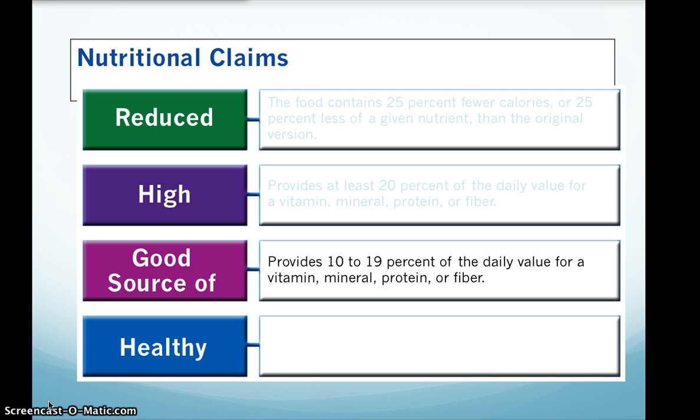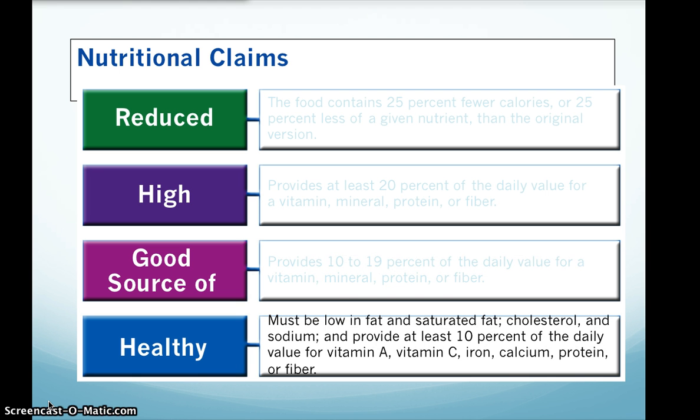And then the last one would be healthy. Healthy must be low in fat and saturated fat, cholesterol and sodium, and provide at least 10% of the daily value for vitamin A, vitamin C, iron, calcium, protein, or fiber. So as you can see, the government has really set forth some really strict guidelines that food companies must adhere to. That way we as consumers aren't being misled. So a lot of nutritional claims out there, but it's important that you understand some of the vocab behind those nutritional claims.